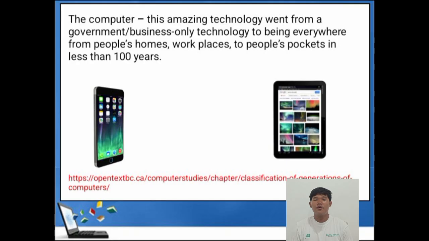This amazing technology went from a government or business-only technology to being everywhere, from people's homes and workplaces to people's pockets, in less than 100 years. The computer is one of the most remarkable inventions in modern history. In less than 100 years, it has grown from being a tool limited to governments and large businesses into a device that almost every person can access today.